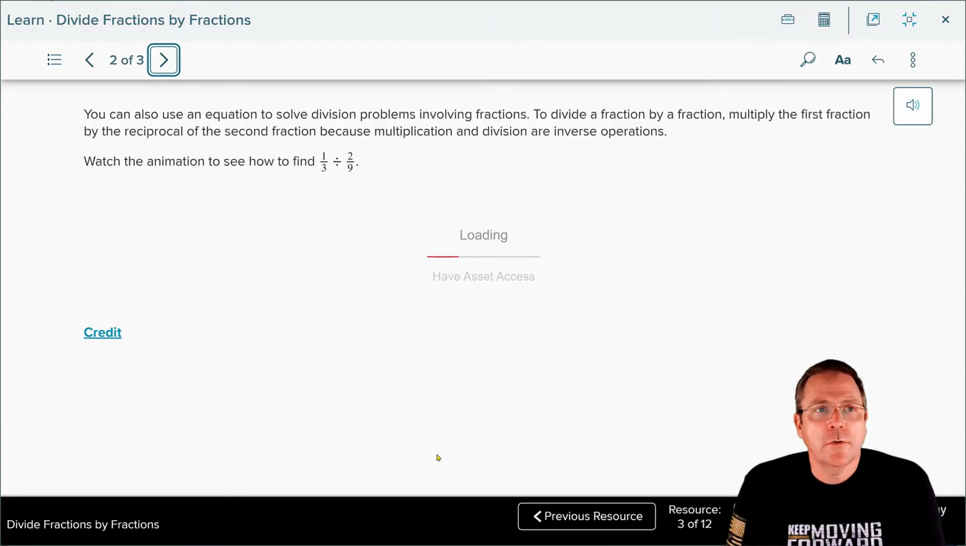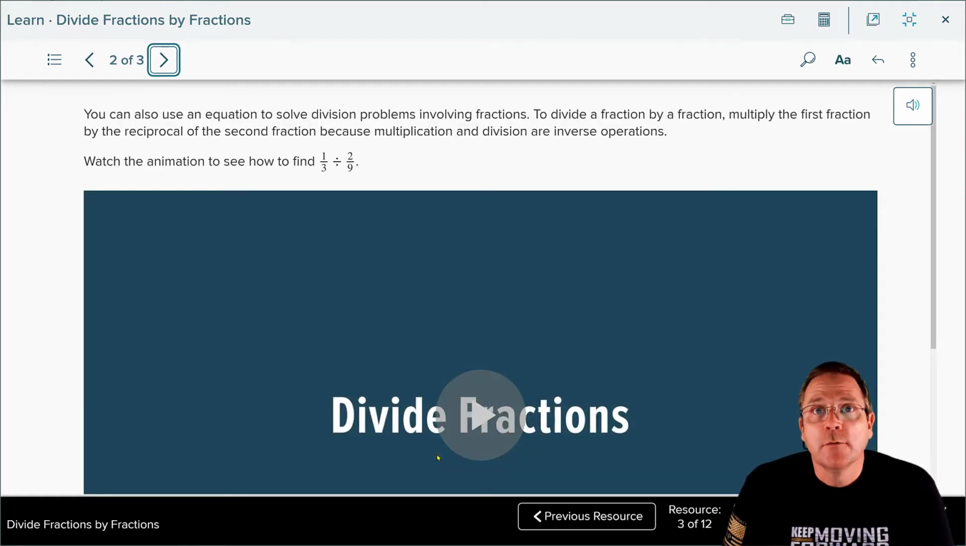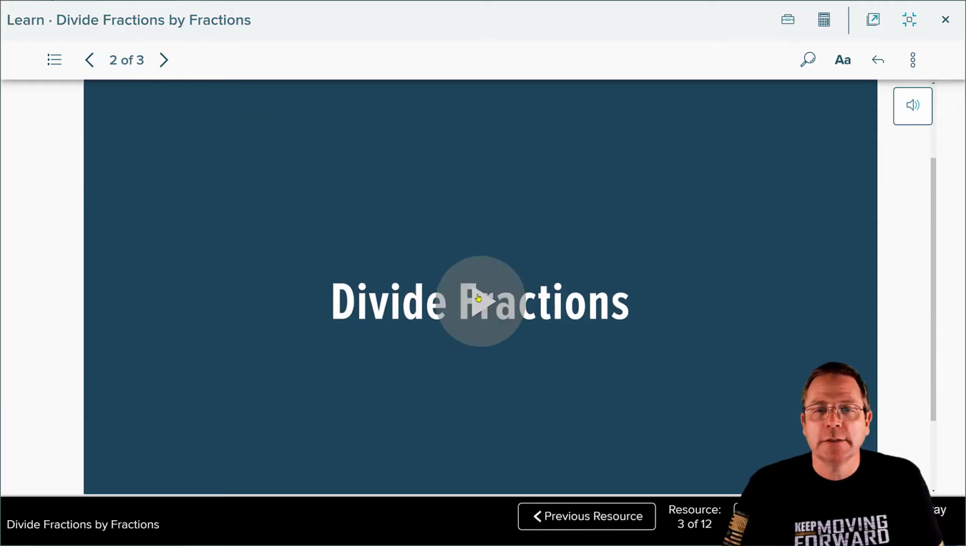Now you can also use an equation to solve division problems by fractions. To divide a fraction by a fraction, multiply the first fraction by the reciprocal of the second fraction, because multiplication and division are inverse operations. This is the same exact thing we did in yesterday's lessons, also known as keep, change, flip. Let's watch this video from the textbook to see how they say to do it.